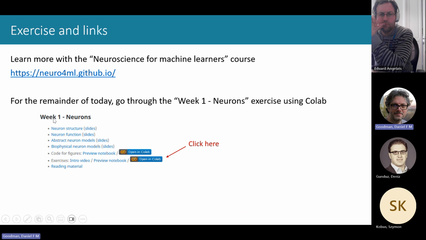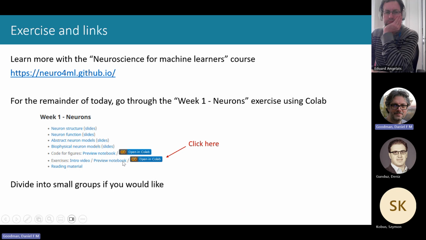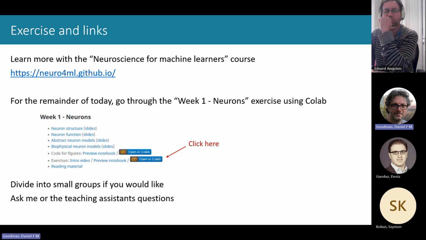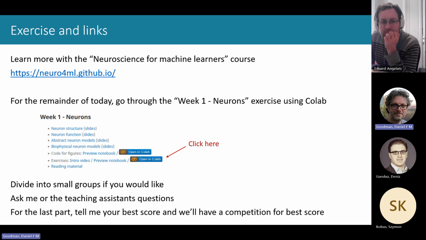So if you scroll down until you see week 1 neurons, and then you click this button here, open the ProLab, it'll open the exercise. The exercise has instructions for you to work through. I think it might be interesting to work in small groups rather than individually, so maybe have little groups of 2 or 3 or whatever you want. Yang and Greta at the back here will also be around, as well as I will, until 12 to answer any questions.